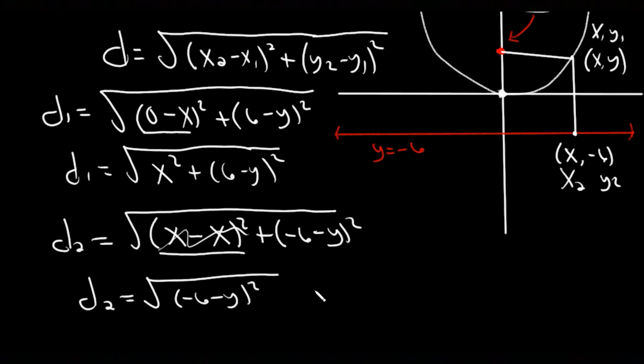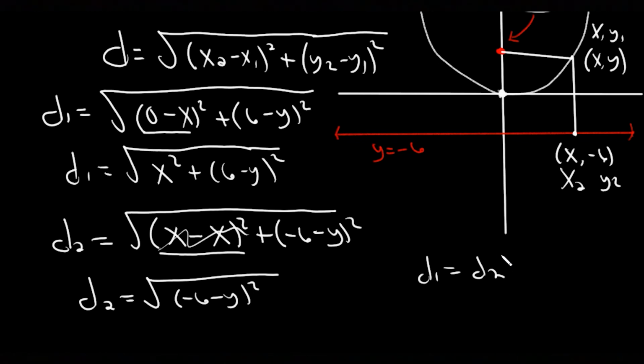Because again, both of these distances are going to be equal. So d1 is equal to d2. So now I'm going to set them equal to each other, and I'm going to solve for y. And I'm going to solve for y because, again, I'm dealing with a vertical parabola here. And we know that we represent that equation with y equals. If it was horizontal, it would be x equals, so I would solve for x.